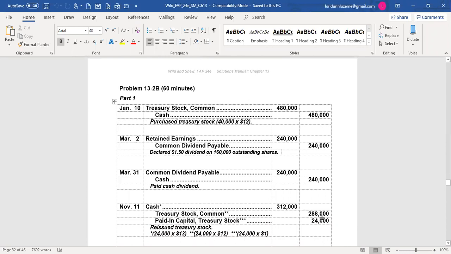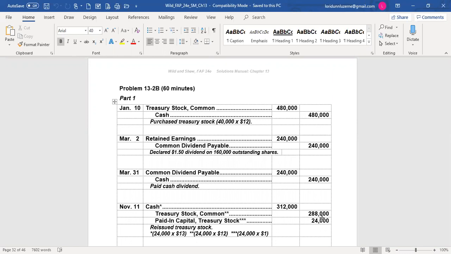So we're going to decrease the treasury stock account by $288,000, or 24,000 shares.